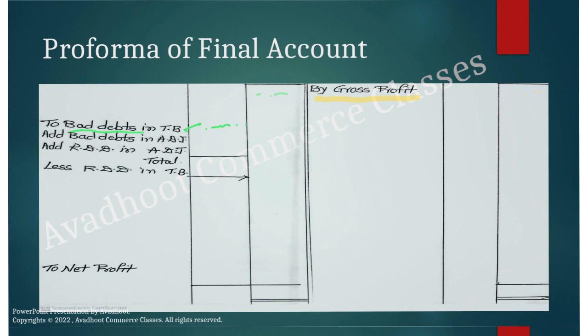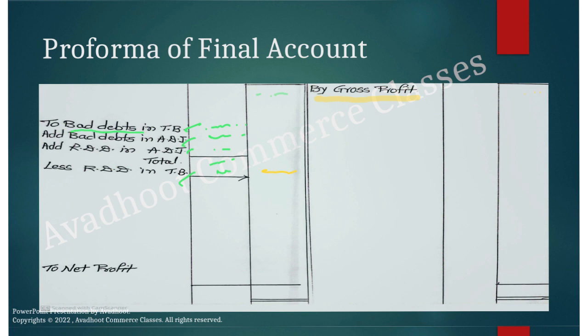Then add bad debts in ADJ, that is, adjustment. Whatever bad debts figures are given in the adjustments, we have to take here. And RDD, it is also called what? RBDD, meaning reserve for doubtful debts or reserve for bad and doubtful debts, is to be taken here from the adjustments. We'll take the total of this less RDD in trial balance, that is, the RDD given in the trial balance is to be written here, and you take the figure in the outer column, that is called the net bad debts, total bad debts.